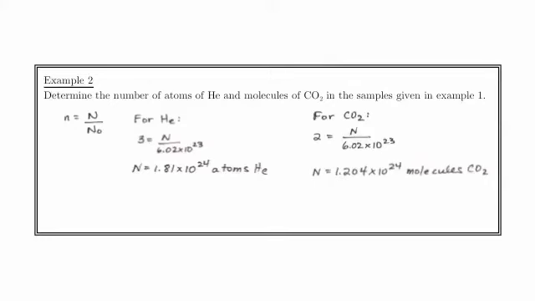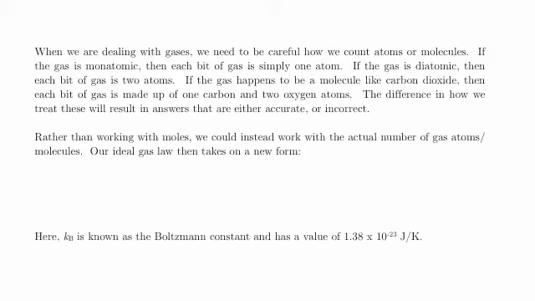So why is all this important? Well, we're dealing with gases. And because we're dealing with gases, we need to be careful how we count those atoms or molecules, as you've just seen. If the gas is monatomic, then each little bit of the gas is just one atom. If the gas is diatomic, then each little bit of gas is two atoms. If the gas happens to be a molecule like carbon dioxide or something else, then each little piece of the gas is made up of, in the case of CO2, one carbon and two oxygen atoms.